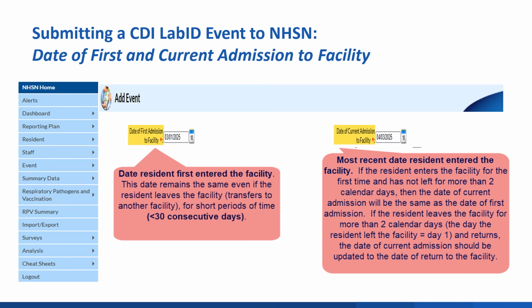Date of current admission to facility. Date of current admission must be before the date of event. For example, a resident is transferred from your facility to an acute care facility on June 2, 2025, and returns on June 5, 2025. The current admission date would be June 5, 2025. 1 week later, the same resident goes to the emergency department for evaluation on June 12, 2025, and returns on June 13, 2025. The date of current admission stays June 5, 2025.